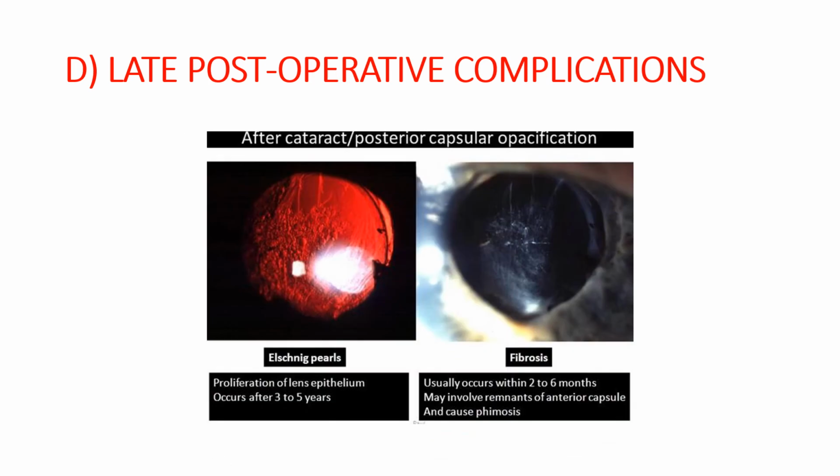So a better picture here. The first one is the Elschnig's pearls. These tiny, tiny drop-like structures, opacification seen here in the posterior capsule. And here you see a membranous fibrous proliferation, which is the dense membranous type of after-cataract.